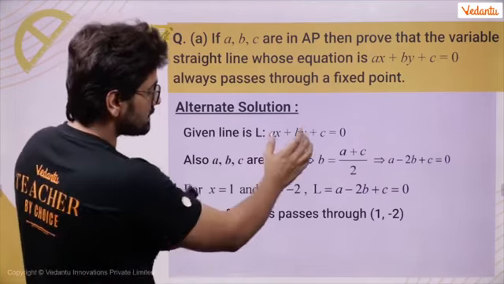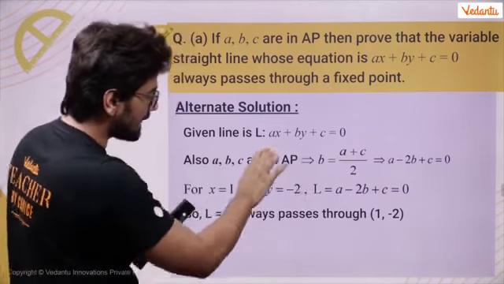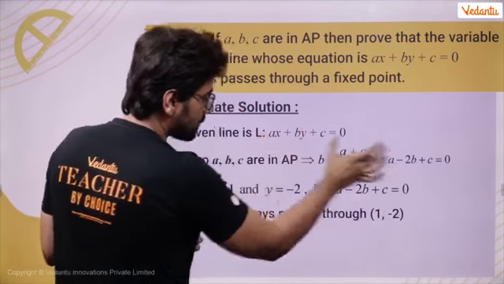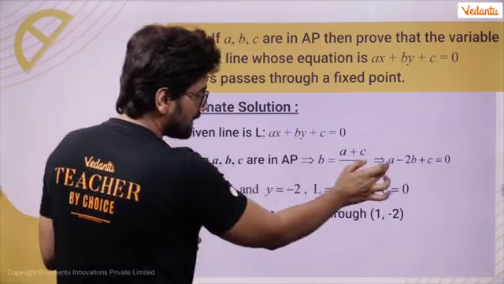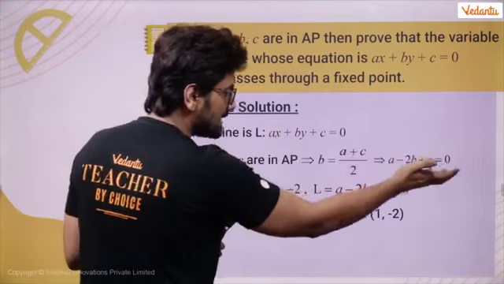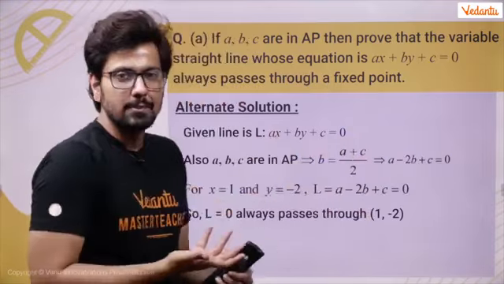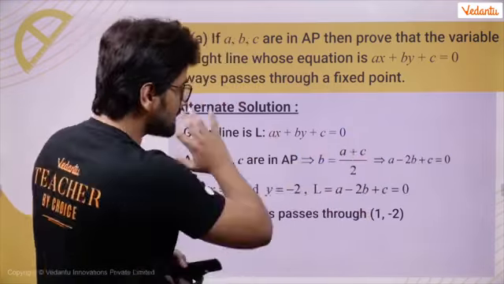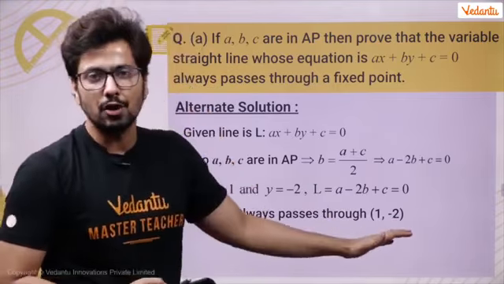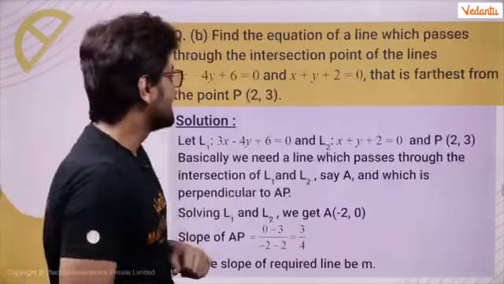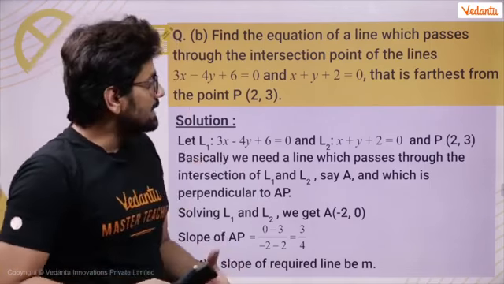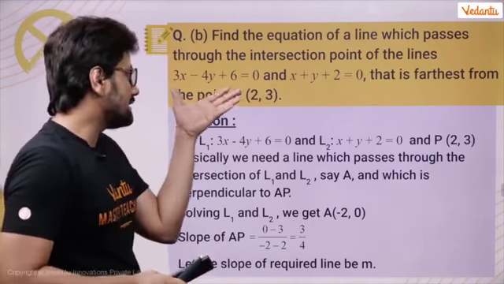So we can observe, this is just by observation, that 1 comma -2 satisfies the equation of this line, because in place of x, if I put 1, in place of y, if I put -2, I'm going to get a minus 2b plus c, and that is equal to 0 only. So 1 comma -2 satisfies the equation of that line. So that is why this line passes through the point 1 comma -2. Clear?